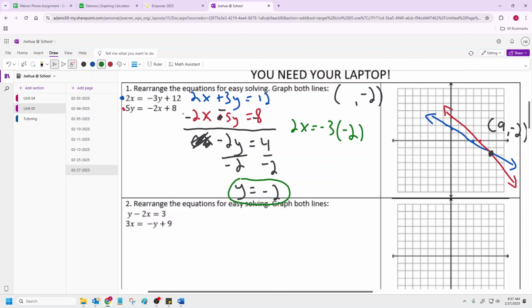And then I'm going to keep writing. The next thing is plus 12. So you're going to keep solving this, and it's easy. You have 2x equals, negative times a negative is a positive, 3 times 2 is 6, plus 12. And then I have 2x equals 18. And then I'm going to divide by 2 on both sides. And I have x equals 9.